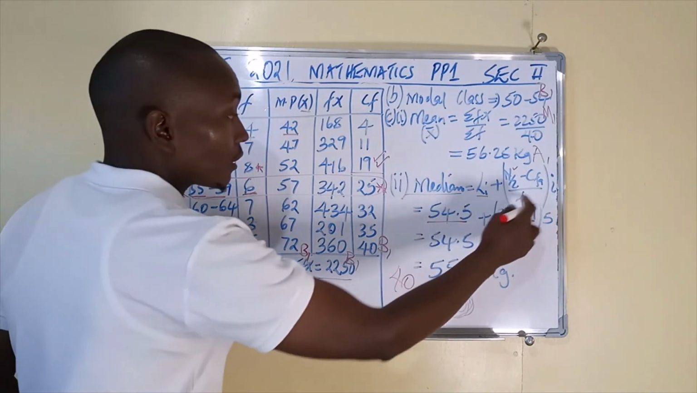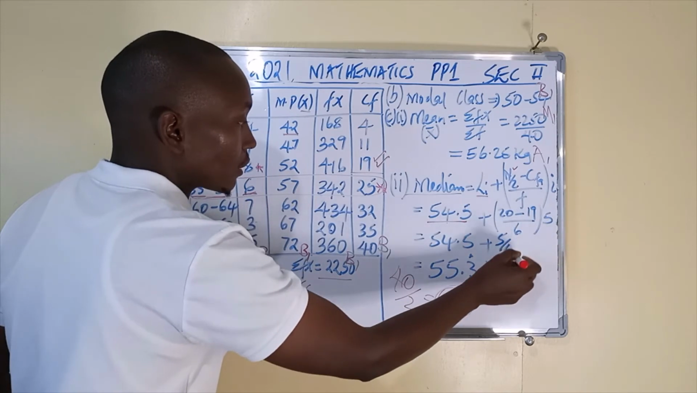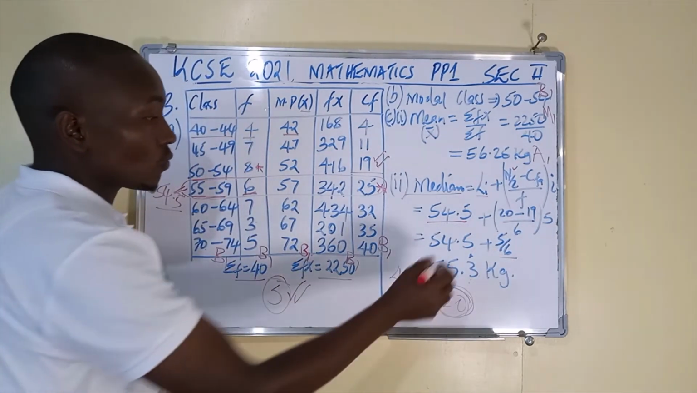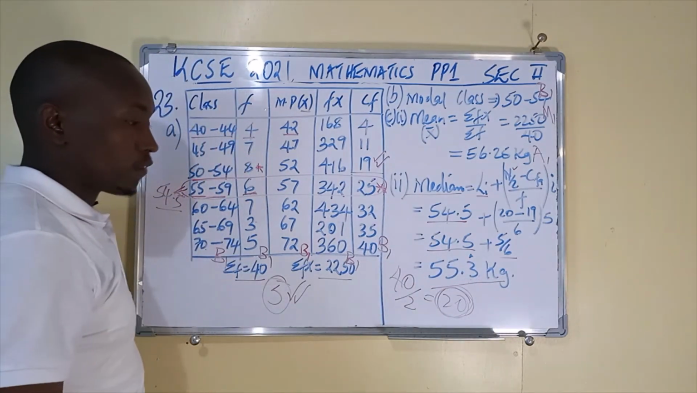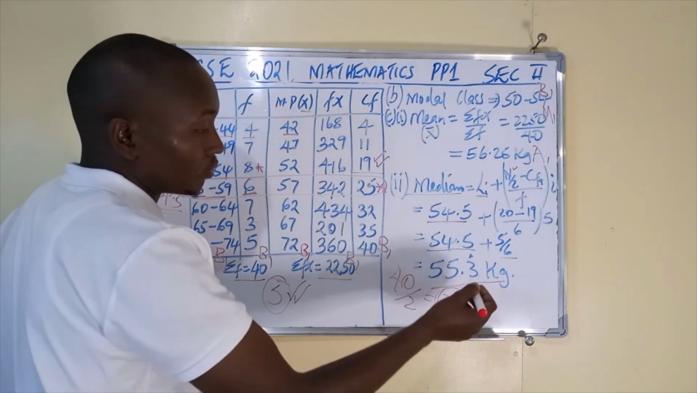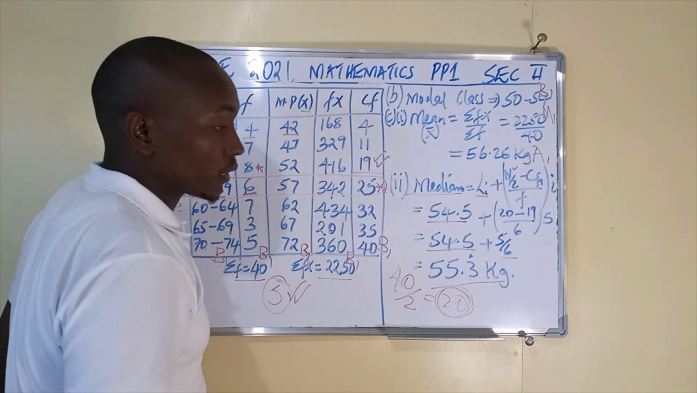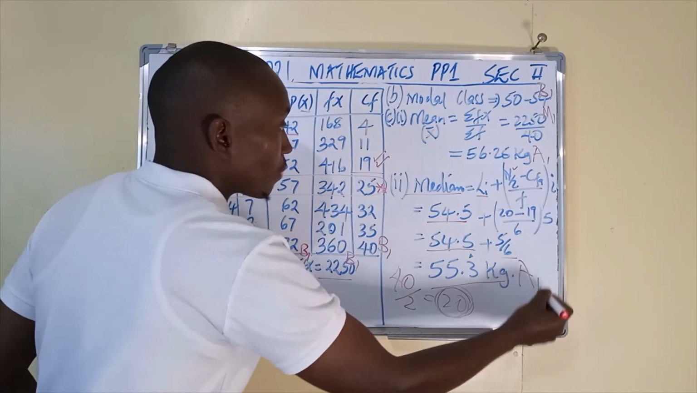Having done that, this is 1 over 6 times 5. This is 5 over 6. You add to this one. Finally, you'll get your median to be 55 and a third. You can decide to write it as 55.3 recurring. And for the answer, 1 mark.